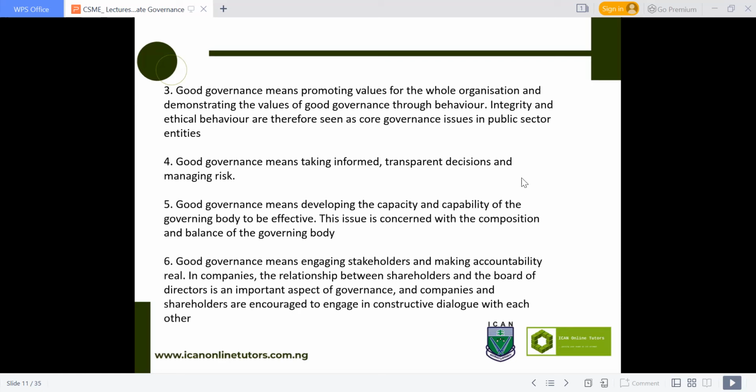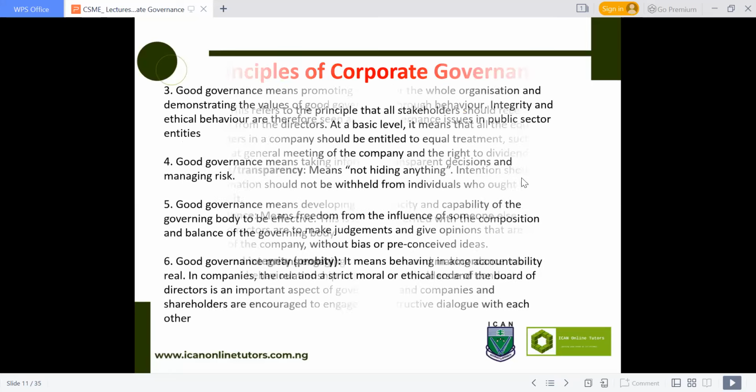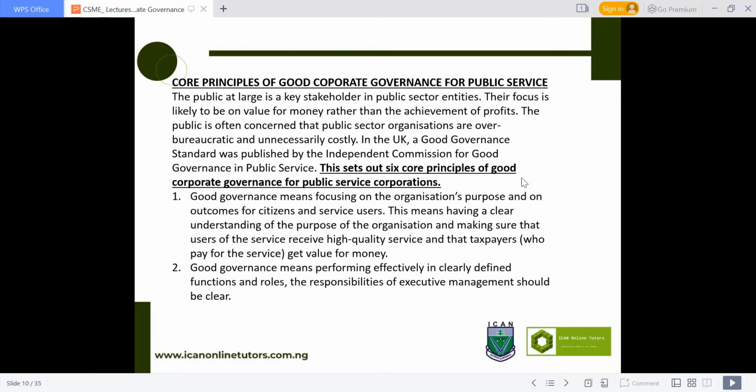Even at the annual meeting in Abuja, they usually give young accountants like me lower fees, but the subscription still remains the same. So these are good corporate governance principles for public service entities.